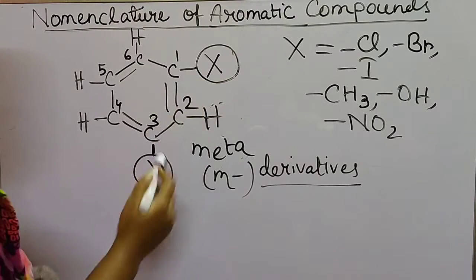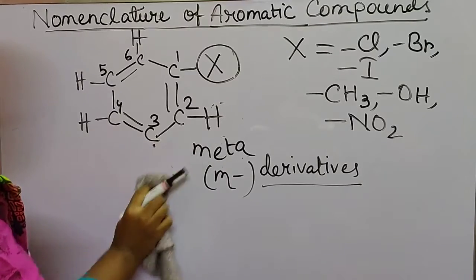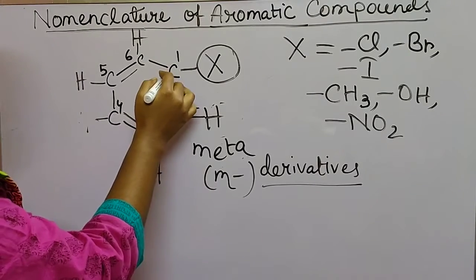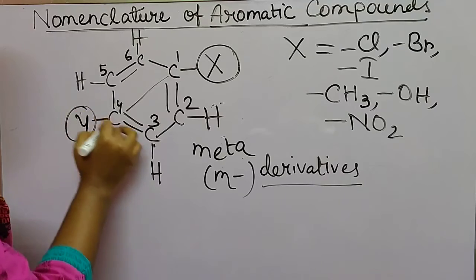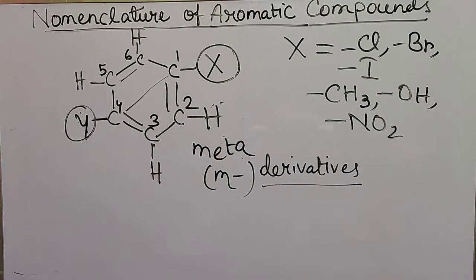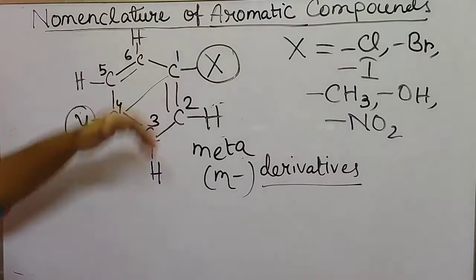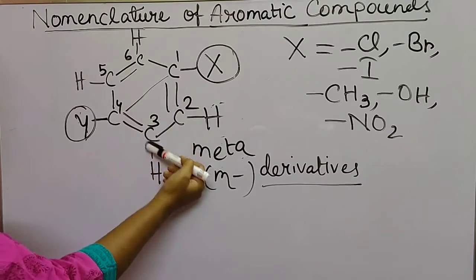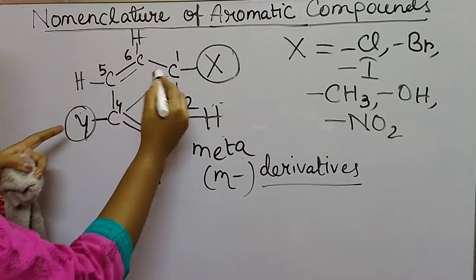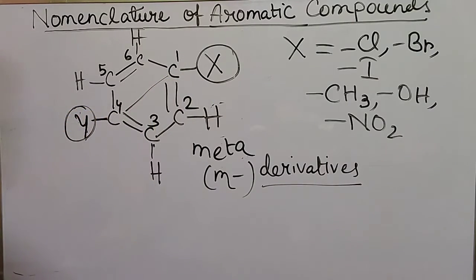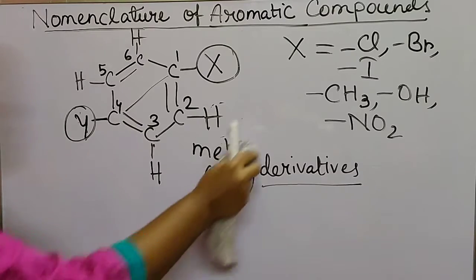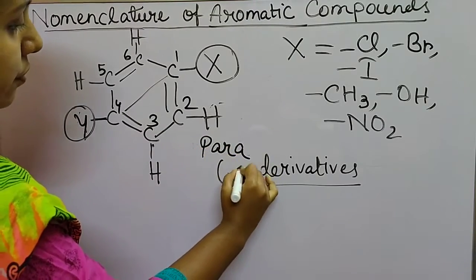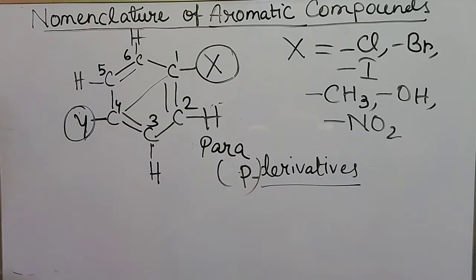Next, if these two substituents are present in a diagonal position, just opposite to each other or diagonally opposite, like C1 and C4, C2 and C5, or C3 and C6, just opposite carbons, if two substituents are added there, then it is called a para derivative. Sorry, P, then you have to write a hyphen.